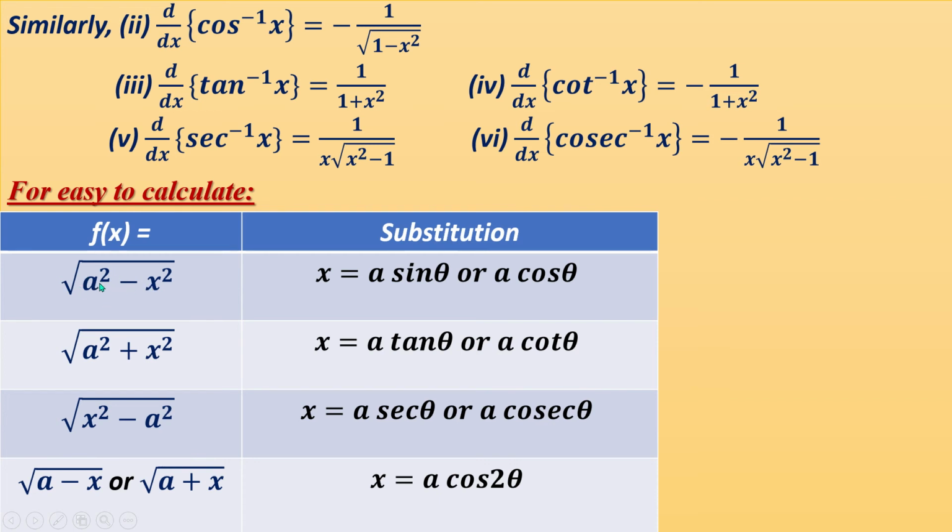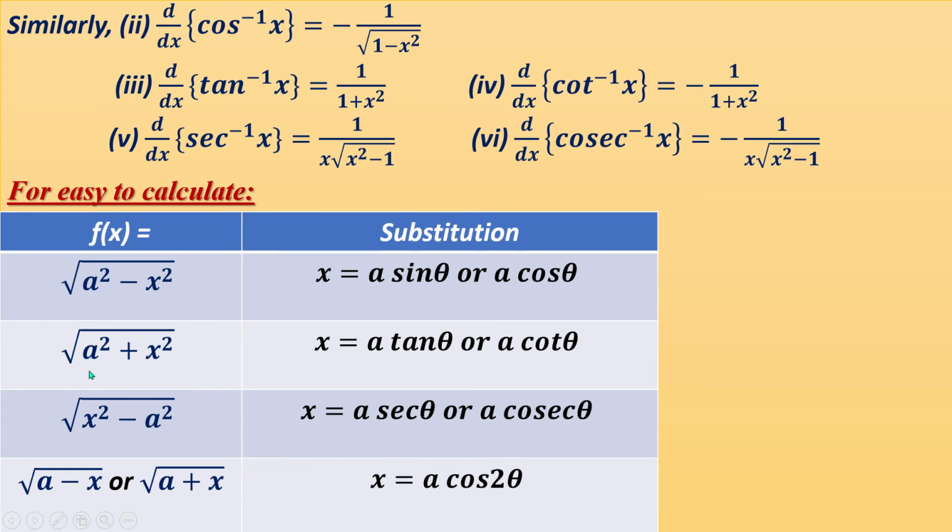For easy calculation, if the term given is in the form square root of a square minus x square, that means constant square minus variable square, then we have to let x is equal to a sin theta or a cos theta, because after putting x equal to a sin theta or a cos theta, this makes a formula. We have to let x equal to constant times sin theta or constant times cos theta. As here a is a constant, we take a, but if here it is 2 or 4 or 5, we have to take 2 or 4 or 5. Clear?